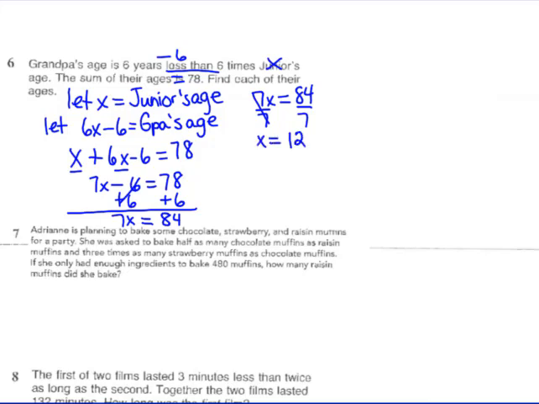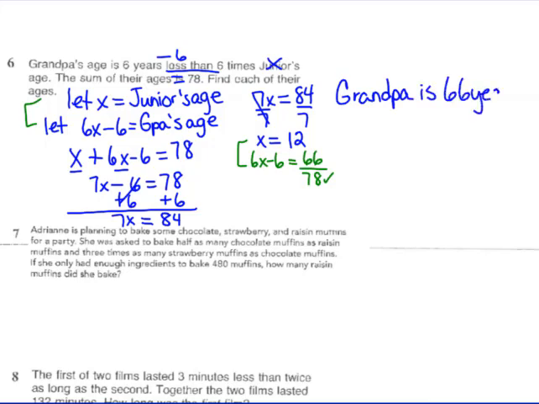I have two let statements here, so I need to have 2 answers here. So 6x minus 6. 6 times 12 is 72, minus 6 is 66. And 12 and 66, real quickly, oh yes, that adds to 78, so I did a little mini check. Grandpa is 66 years old, and Junior is 12 years old.